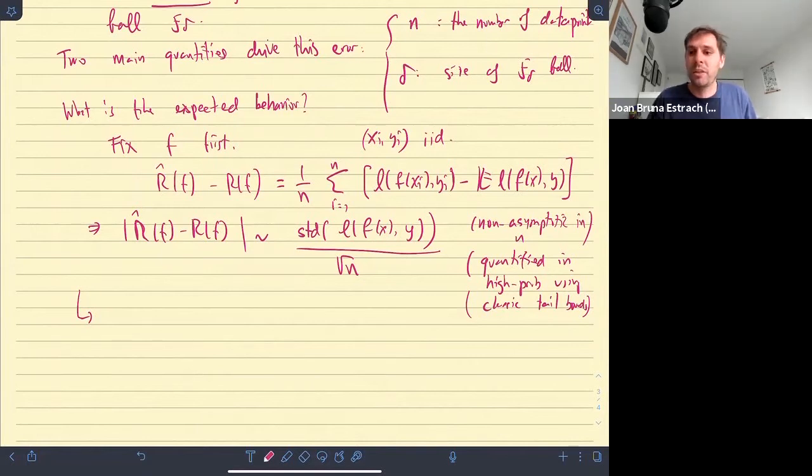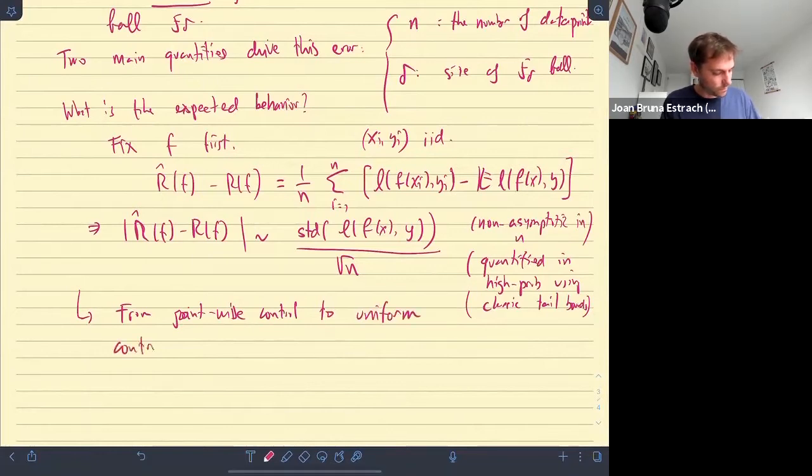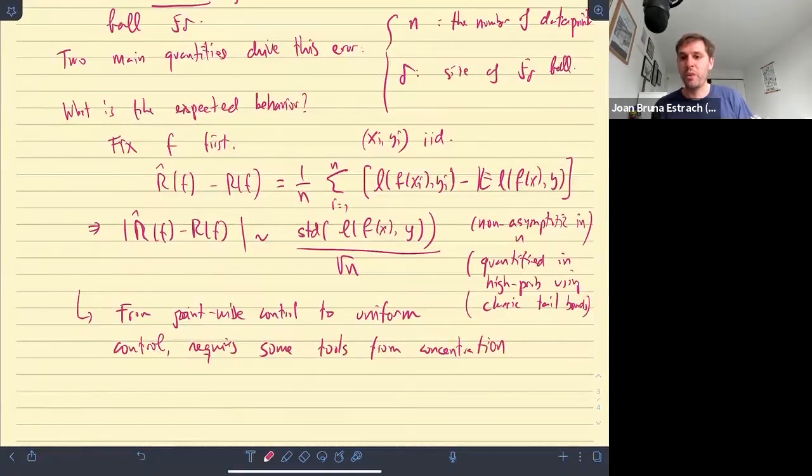Okay, so if you are familiar with this problem, this might remind you of techniques that use the union bound, right? So you would basically want to control the probability that this deviation is large, and you know that this probability is small, then you can use this small probability to control the probability that any of the hypotheses in your ball is large, right? By using the crude union bound. So in other words, if you want to go from pointwise control to uniform control, we need to handle how to compute probabilities of events that are unions of events, right? And so this requires some tools from concentration, so that we can apply union bounds efficiently.